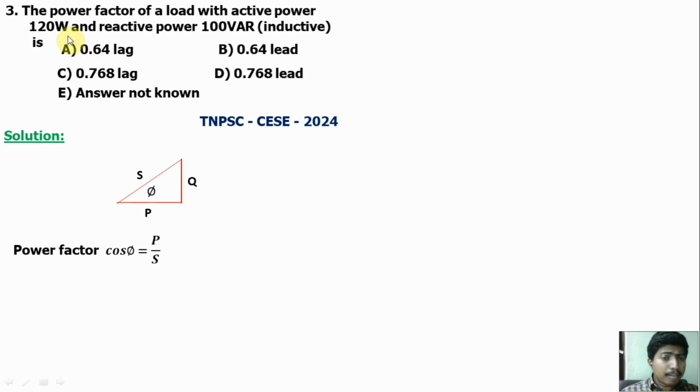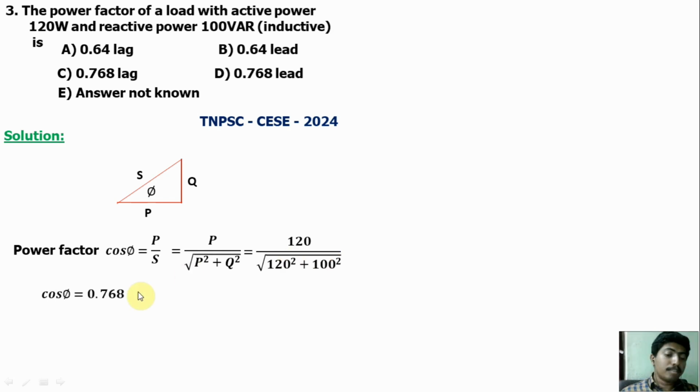So here real power and reactive power are given. We have to find the complex power S. S is equal to root of P square plus Q square. Now P and Q values are known. Substitute here. Simplifying this equation, we get cos phi is equal to 0.768. Power factor is 0.768. So option C is correct.